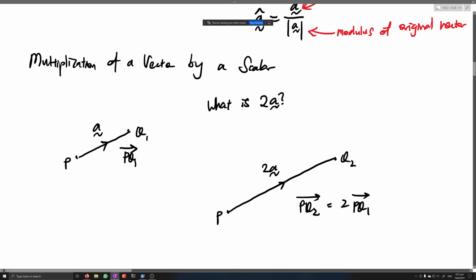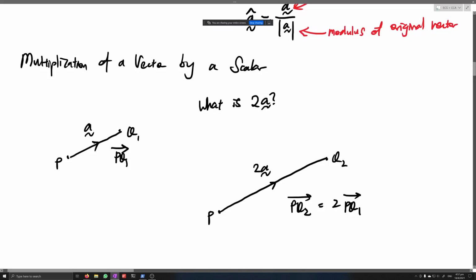Simple enough. If we multiply a vector by a positive scalar, we preserve the direction of the original vector, but scale the magnitude by the coefficient. And that's also the reason why it's called a scalar, because it scales the magnitude of the vector.